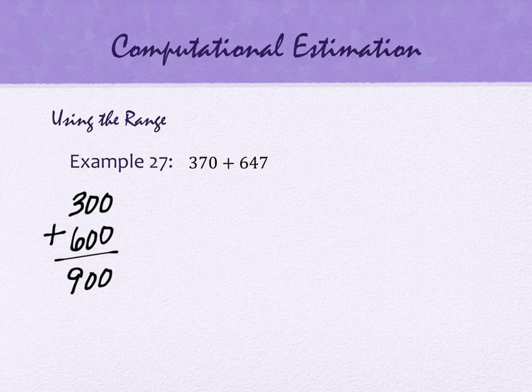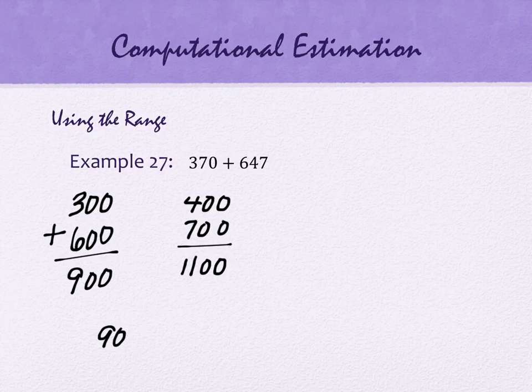Now let's take 370 and round it up. What would I get? 400. And I take 647 and round it up. 700. So 700 and 400 added together give me 1,100. And then what we would say is that the range is from 900 to 1,100.